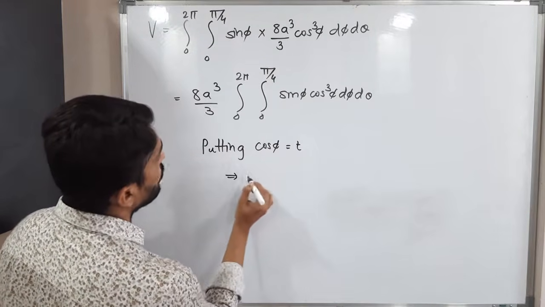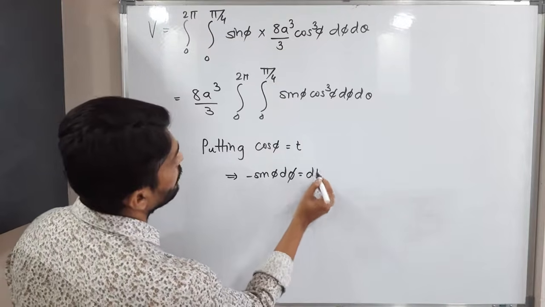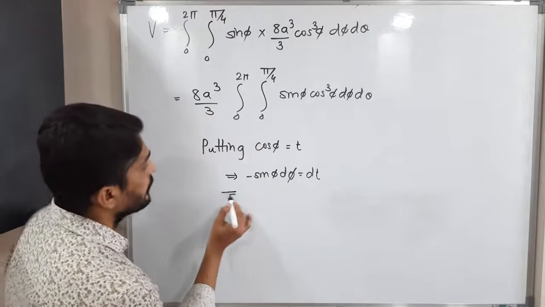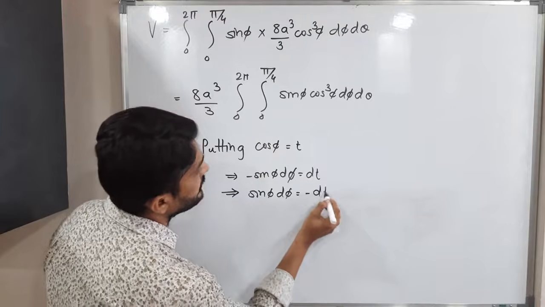So what is the derivative of cos? That is minus sine phi d phi, and the derivative of t is 1. So sine phi is there, no? That's why the derivative is adjustable here. Therefore sine phi d phi is equal to minus dt, we can write.